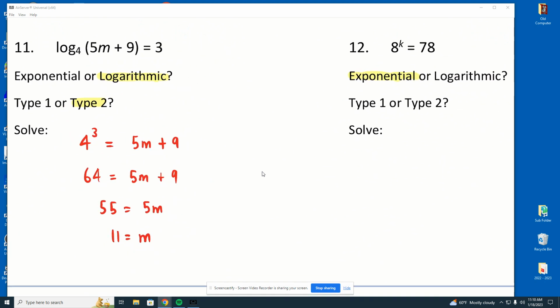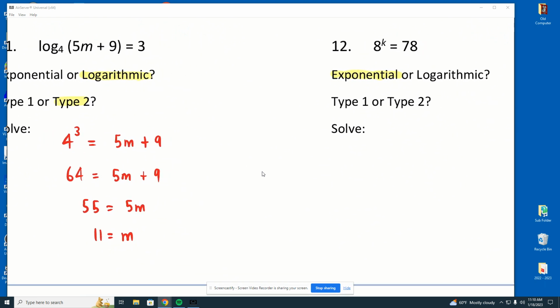Number 12. Clearly, we already determined this is exponential. I cannot make 8 and 78 have the same base. Can't do it. It's impossible. So therefore, this has to be what we would call, in the review, type 2, where you have to rewrite it as a logarithm. So the base of my exponent, 8, becomes the base of my log. Log base 8, and then we do the loop. Log base 8 of 78 equals k.